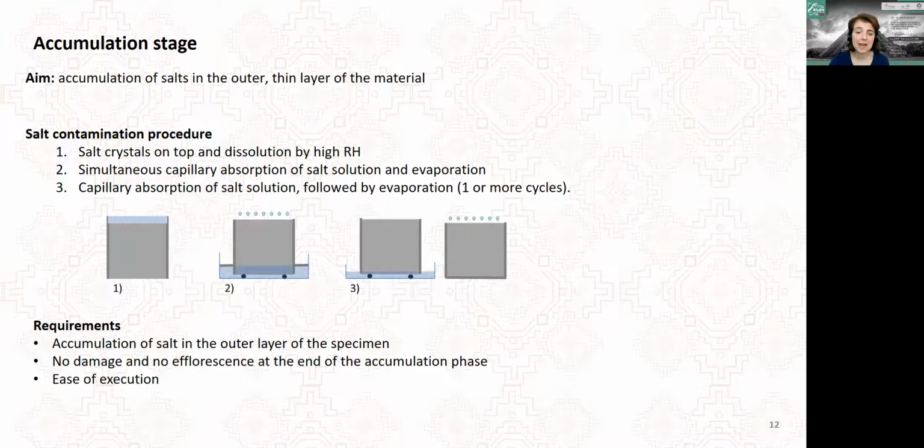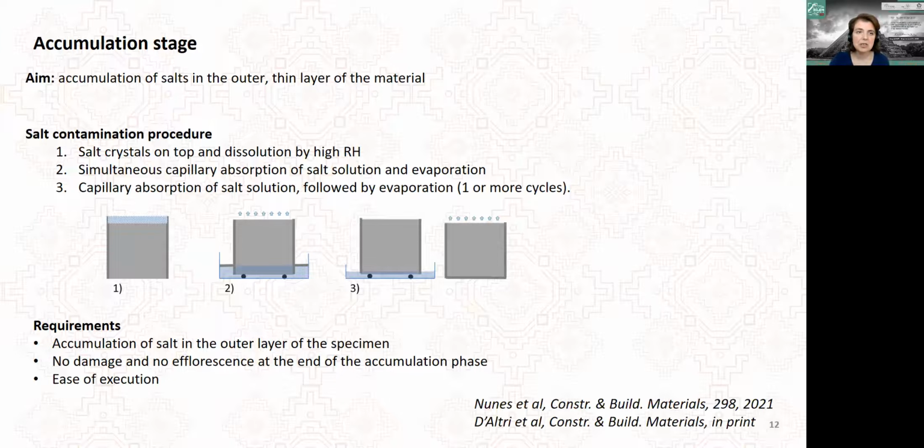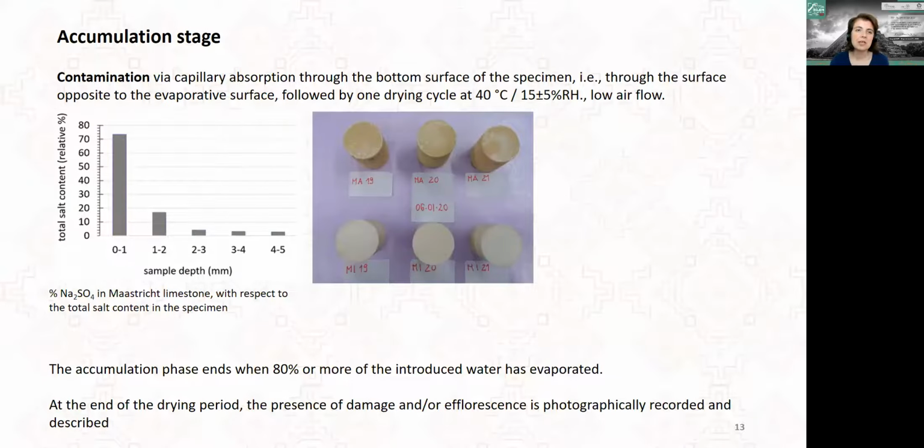At the end, we decided for procedure 3, which consists of contamination via capillary absorption through the bottom surface of the specimen and drying through the opposite surface. We selected this because it gave the best result regarding salt accumulation. Most of the salt accumulated in the outer 1 millimeter layer, theoretically leading to a high degree of pore filling. And we also didn't observe a lot of efflorescence at the end of the accumulation stage.